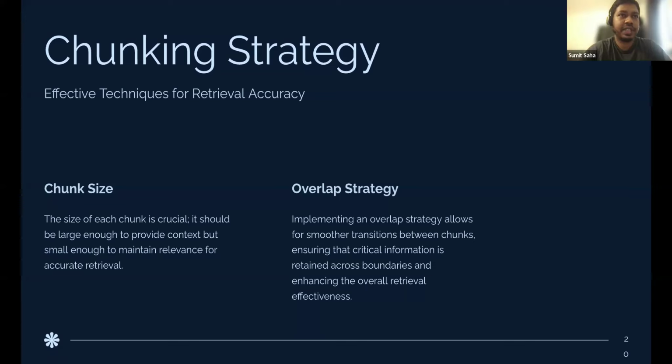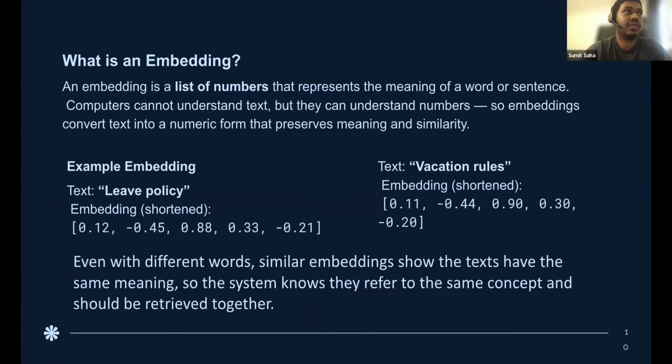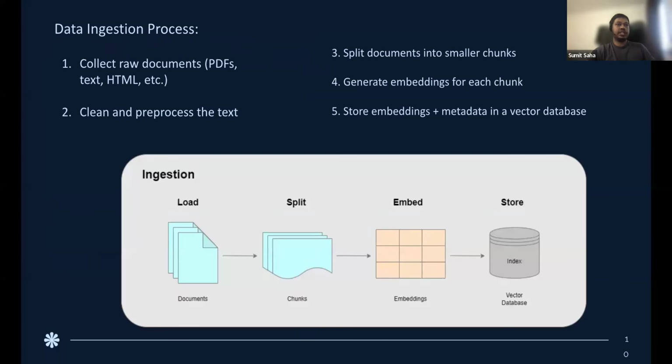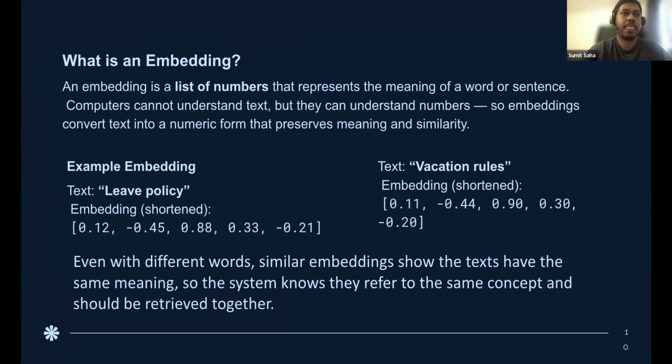Also there is an overlap strategy, which tries to create similarity between the chunks. We will discuss this when we discuss embeddings, the next topic. So we can see here that after splitting, we come to embedding, and this is the most important part of the data ingestion pipeline for RAG.